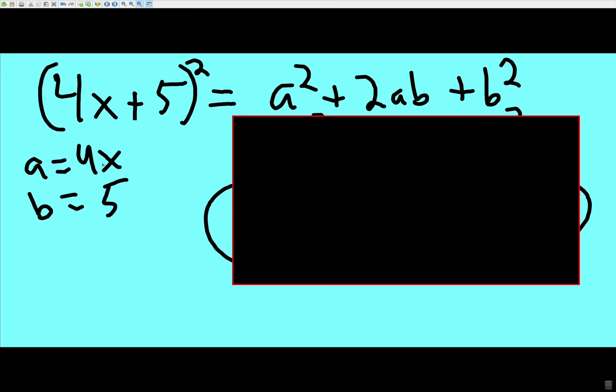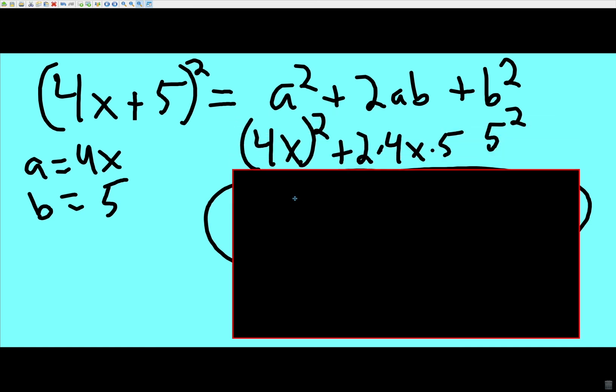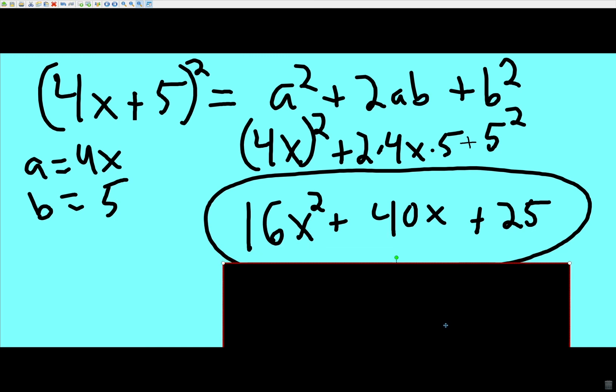So a is 4x and b is 5. So 4x squared is 16x squared. And then I have 2 times 4x times 5 plus 5 squared. I don't know why I keep forgetting that. Plus 5 squared. So I have 16x squared, that should be obvious, and the last term is 25. And the middle term will be 40x. I hope you would actually pause to try that one out. I should have had you do that, but that's the last of the first type, the binomial square.